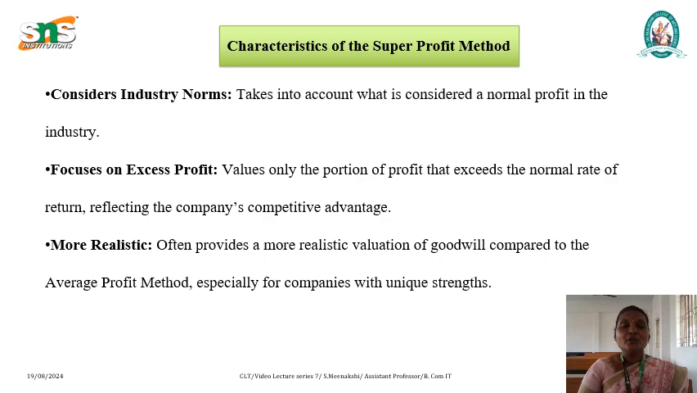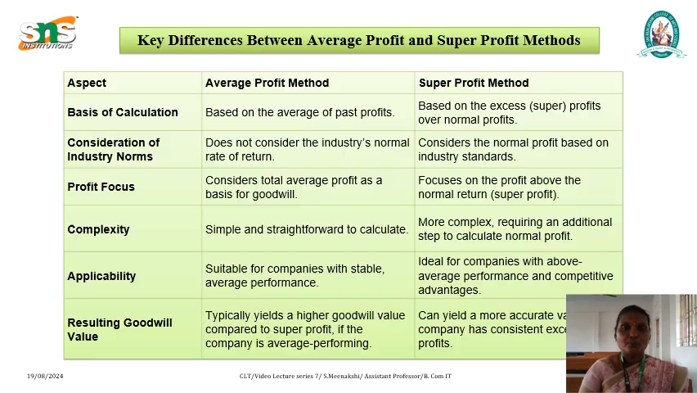So why do we call this a realistic method when compared to the average profit method? It often provides a more realistic valuation of goodwill because it mainly focuses on excess profit. It values only the portion of profit that exceeds the normal rate of return, reflecting the company's competitive advantage. Then the main differences between both have been explained in a table format. Various aspects have been given one by one. On the basis of those aspects, these methods are compared one by one.